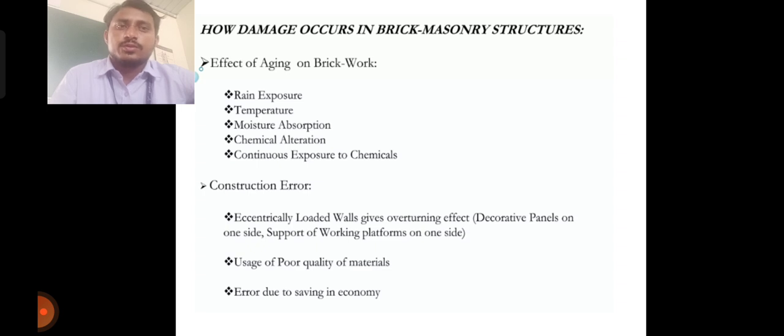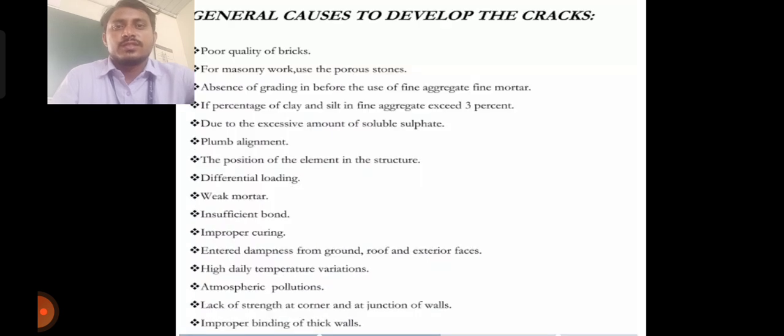And decorative panels on one side, supporting of a working platform on one side, then usage of poor quality materials and errors made to save on economy. So these are the constructional errors that cause damage in brick masonry structures.